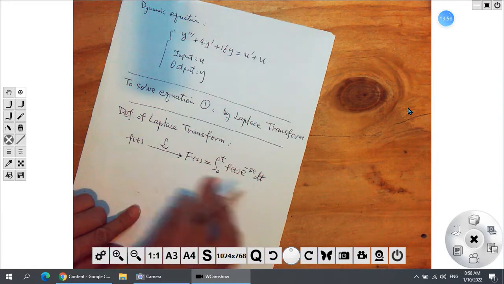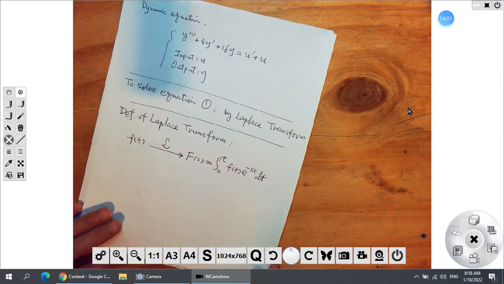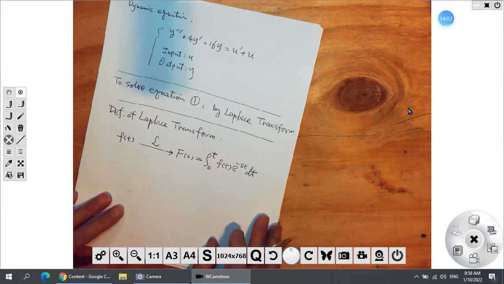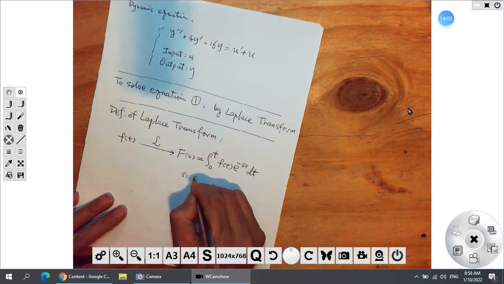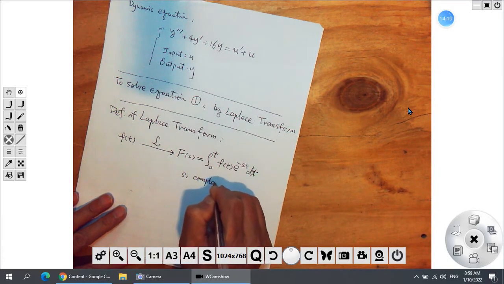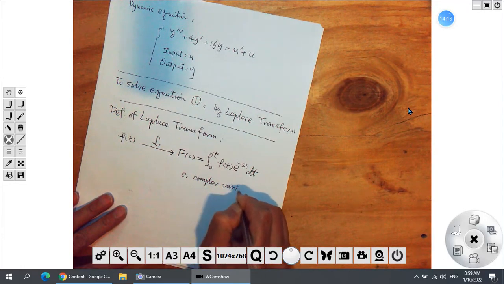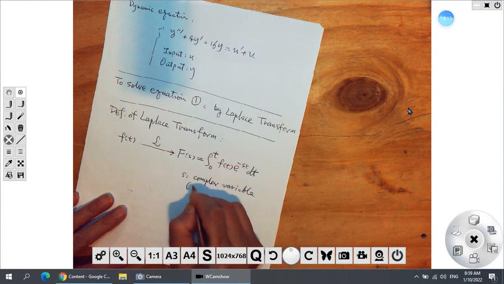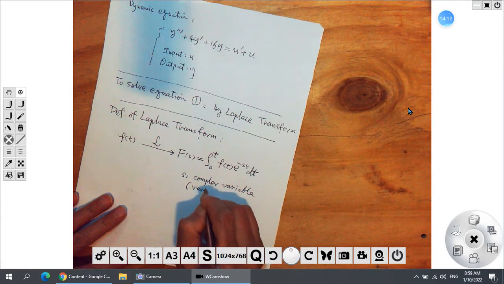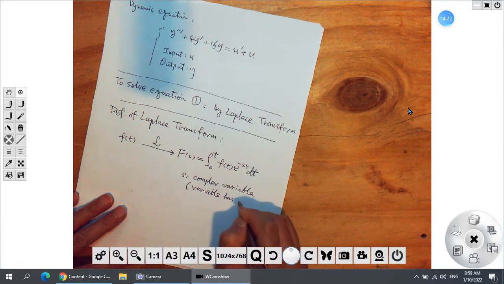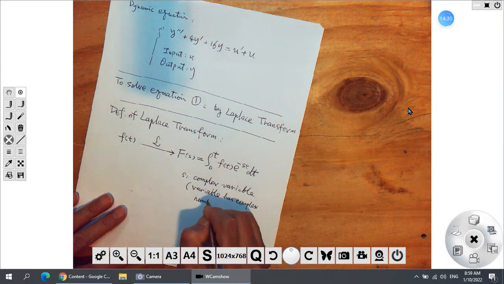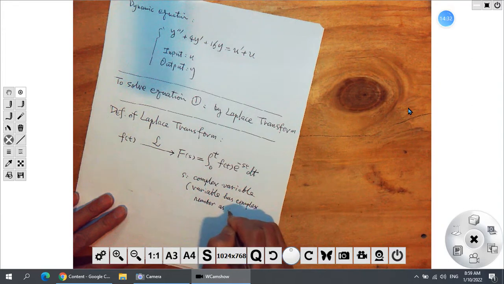So this is the definition. For the integral, that is just a normal thing. But s here is different. S is a complex variable, or we say a variable that has a complex number as its value.